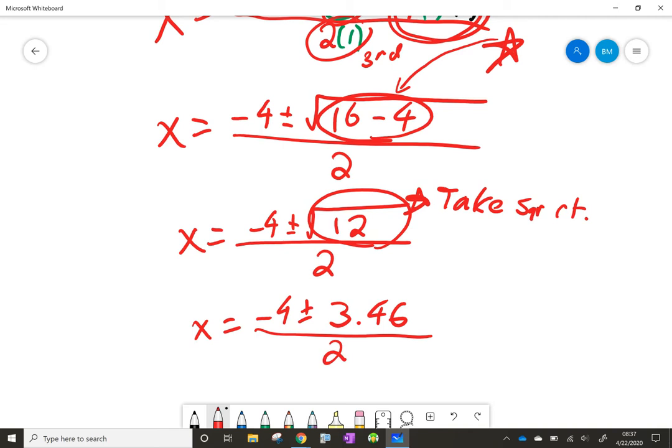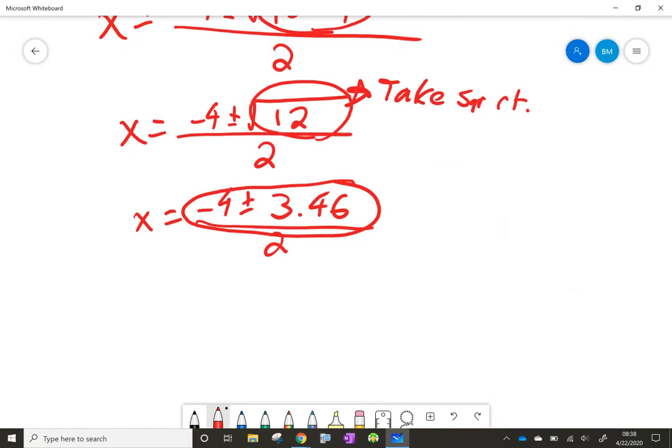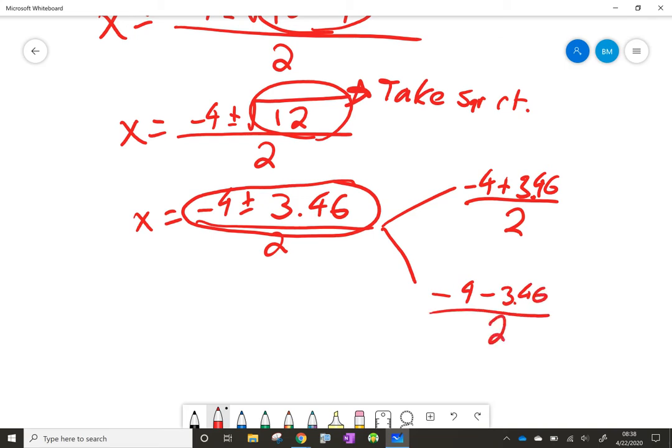Now here's the part where we get to the plus and minus. So on top, the plus and minus, we're going to do -4 plus the 3.46, and then we're going to do a second time where we do -4 minus the 3.46. So essentially, we're going to break this into two sections, one with the plus sign, one with the minus sign. So let's do the plus sign up here, -4 plus 3.46 divided by 2, and then the one with the minus sign, -4 minus 3.46 divided by 2.